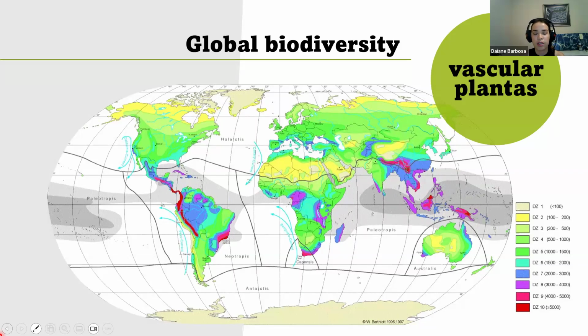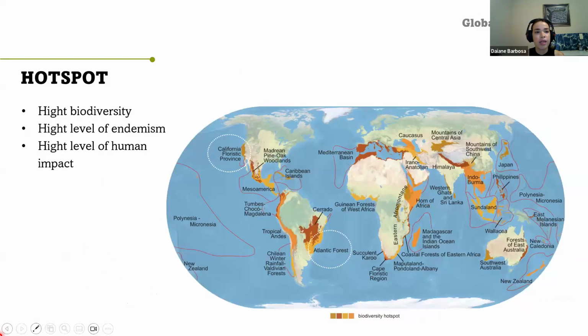or in polar areas. So there is another concept that is very important to biodiversity, that is the hotspots. This means that we have different points across the globe that have a lot of species, and these places have not just high biodiversity, but high levels of endemism. This means that these places have species that just exist in these places, and a high level of human impacts and a high level of exploration in these areas.